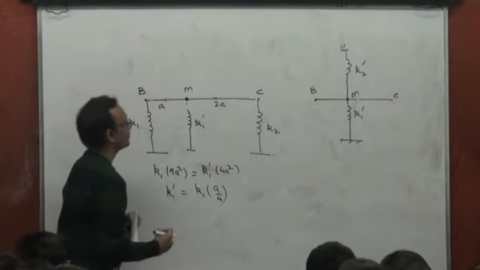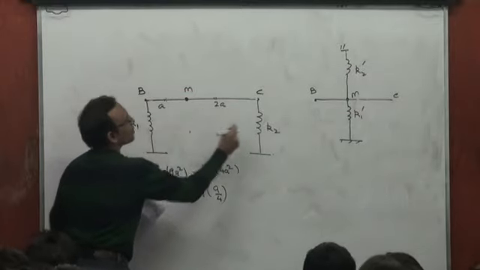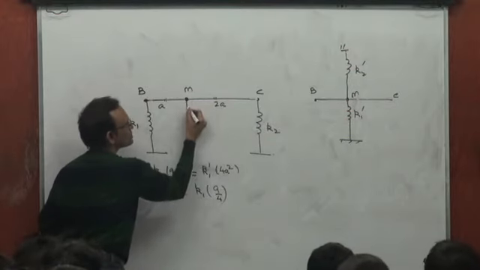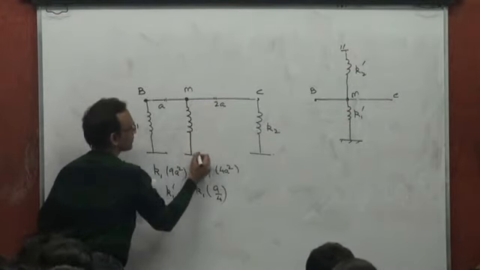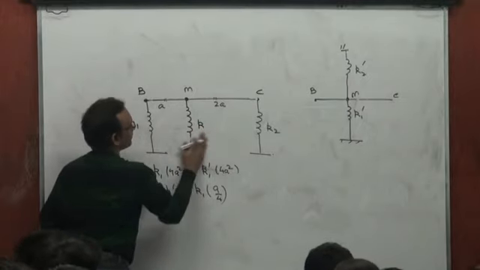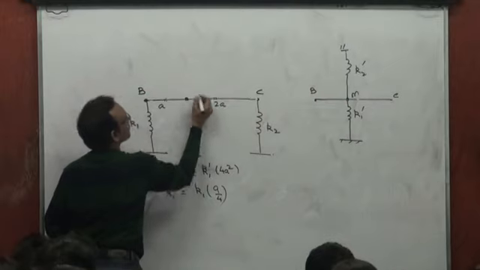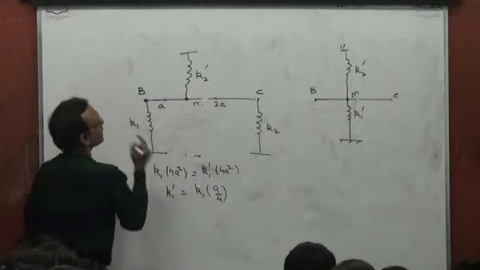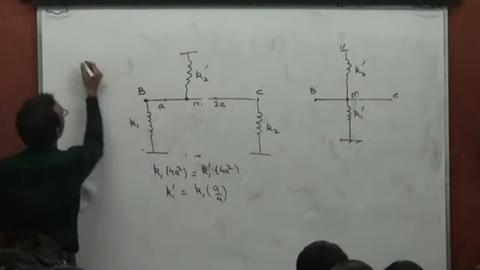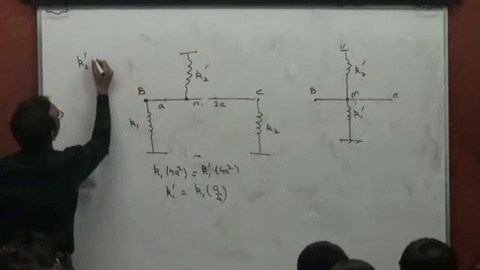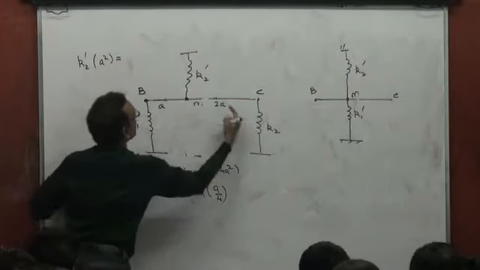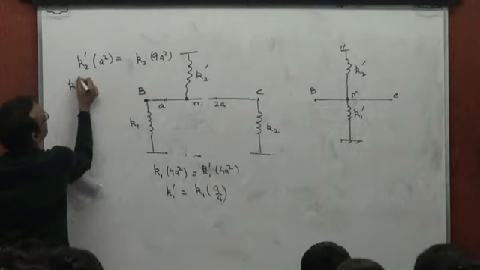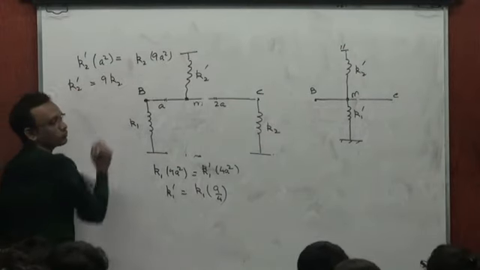Similarly, imagine B to be pivoted for a moment, right? And bring K2 to this position, I can always make it upside down, K2 prime, alright? And then if I imagine B to be pivoted, then K2 prime into A squared will be equal to K2 into 9A squared. So K2 prime is going to be 9 times K2.